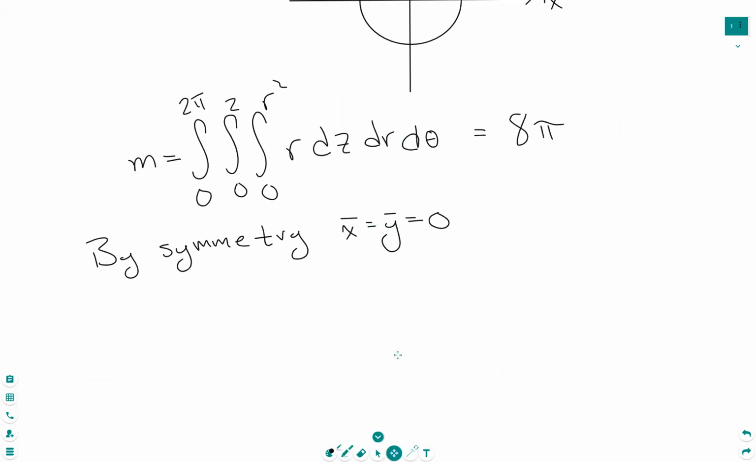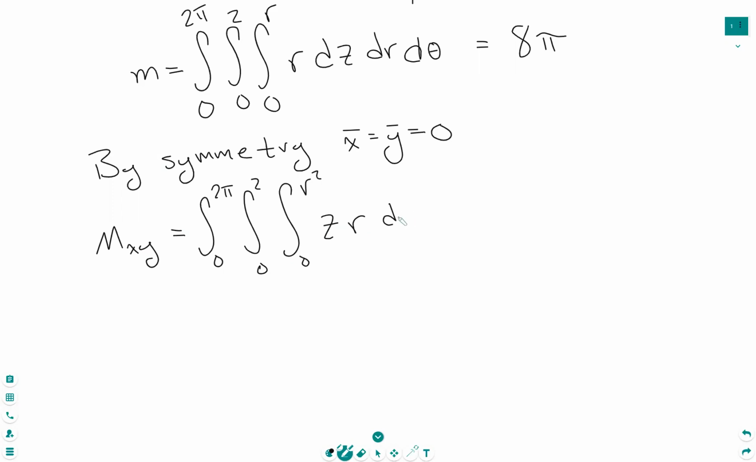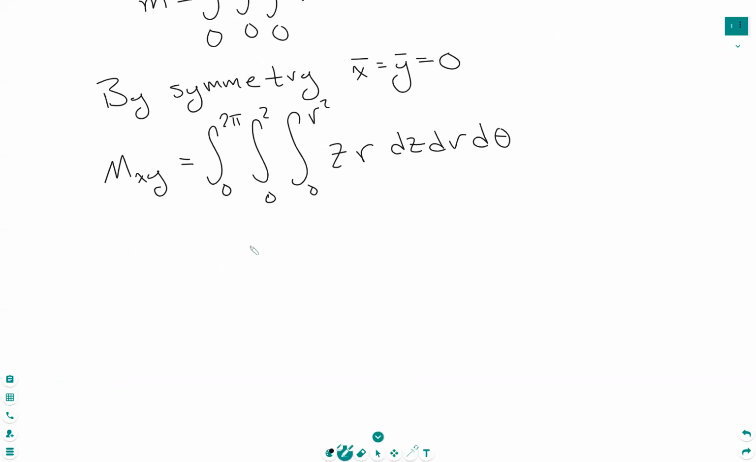So to find z bar, we take a look at the moment across the xy plane. So this is 0 to 2 pi, because we're talking about the same object here, 0 to 2, and 0 to r squared. Now remember, we have an extra z in here, then an r, dz, dr, d theta. So again, this is just setting up. I'll go ahead and tell you what this integral ends up being. If you want some practice, you can check it out. This is 32 pi over 3.